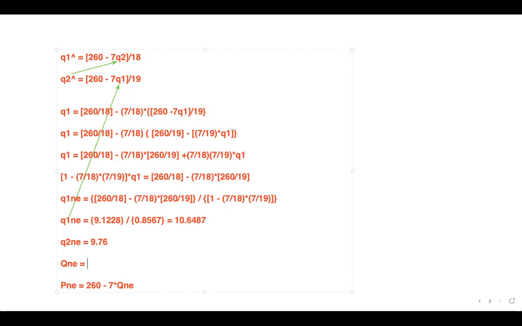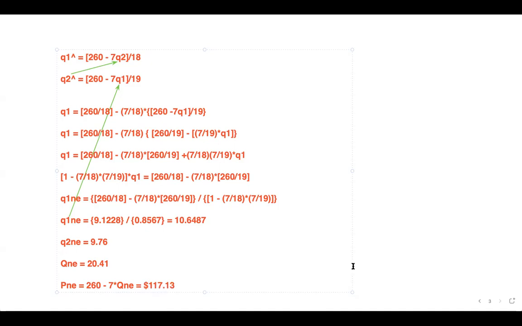Yeah, for that combined quantity, I got 20.41. Same. And what about for the price? 117.13. Okay. And that's dollars. Okay.